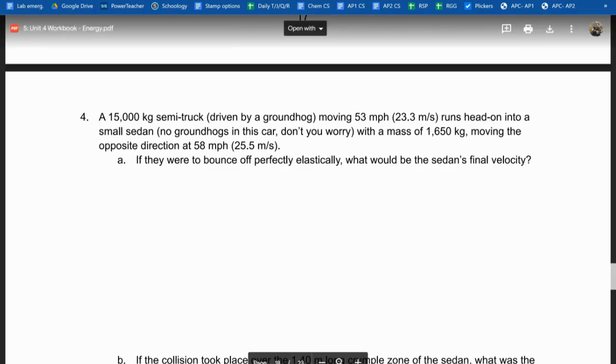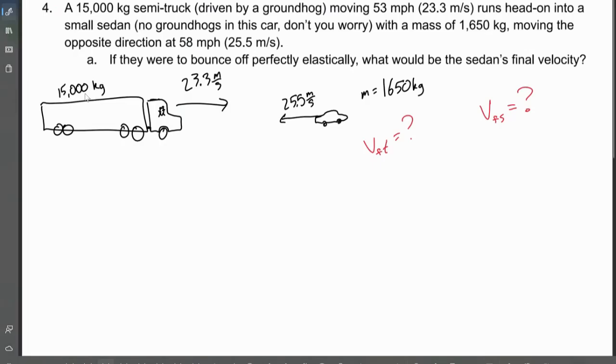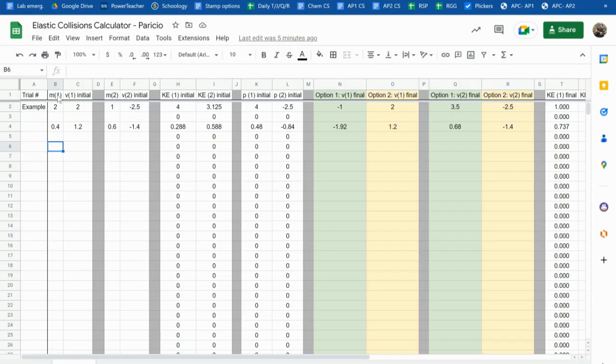All right, so let's go to the spreadsheet here. On this, I give you the truck, 15,000 kilograms moving at 23.3 meters per second. You might notice this kinetic energy initial is 4 million joules of kinetic energy.